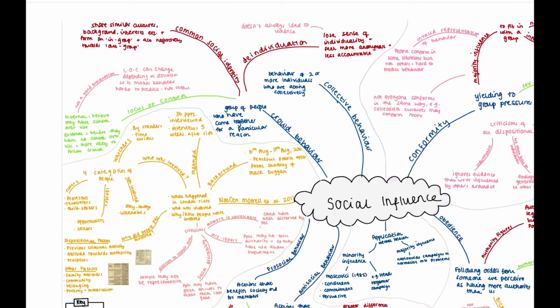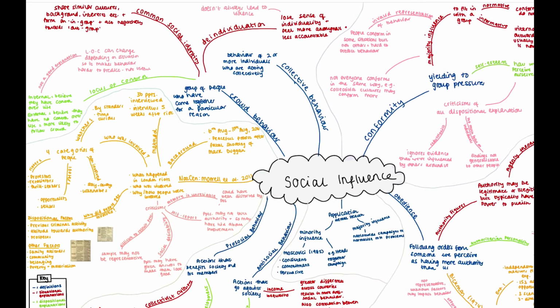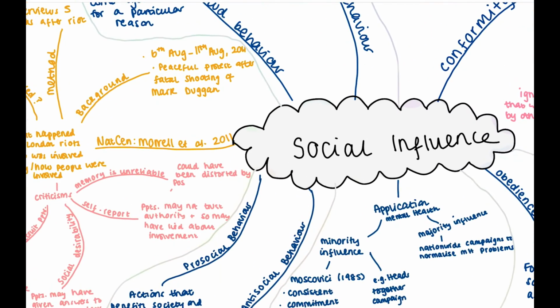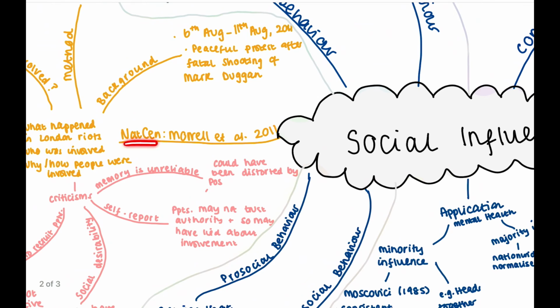We're now going to look at examples of crowd and collective behaviour and also antisocial behaviour with your key study. The final key study for social influence was conducted by NatCen, and within that it was by a psychologist called Morrell et al. Et al. means and others, 2011. So that means it was Morrell, the psychologist, and others with them who conducted this study.